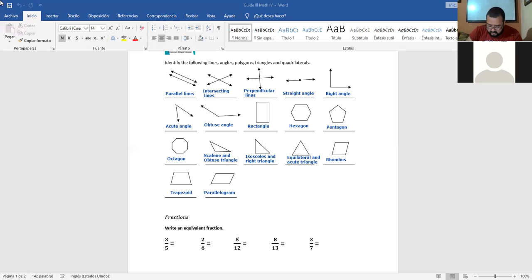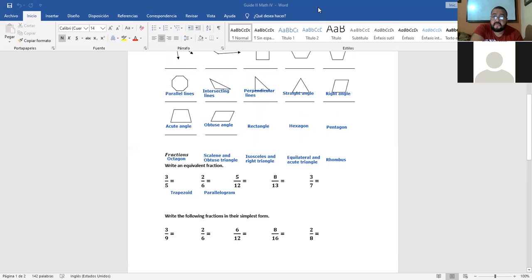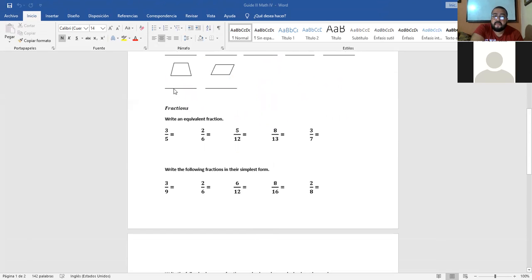Okay. Now we're going to work in the part of fractions. Let's work in these two exercises. In here it says, write an equivalent fraction.